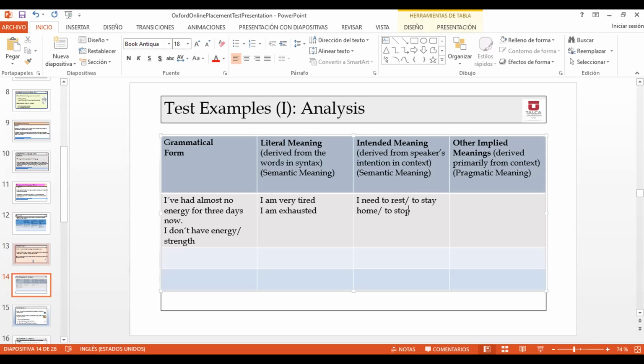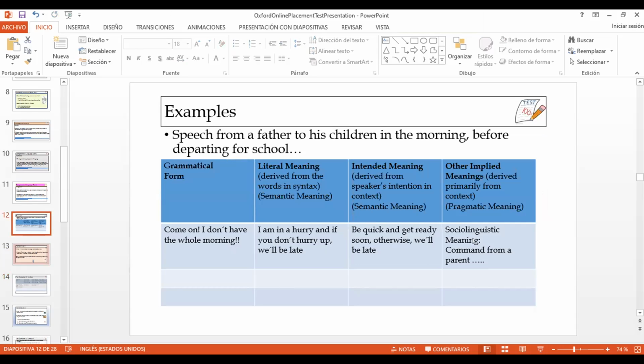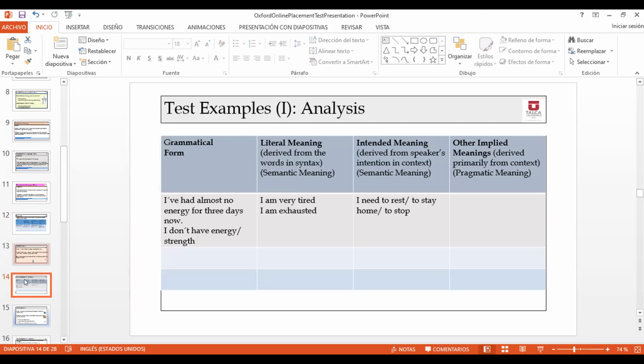So you're saying lots of things by saying I have had almost no energy. So I want to stop, yes. And what is this pragmatic meaning? Which meaning? Remember here it was a command, but there are many other meanings. In society, we offer commands, invitations, suggestions, congratulations.